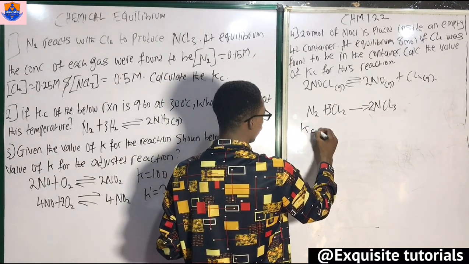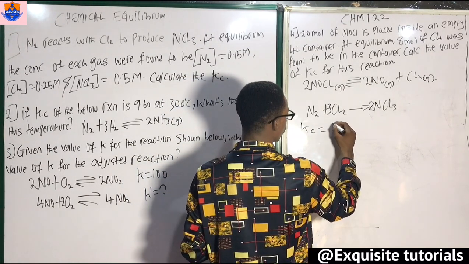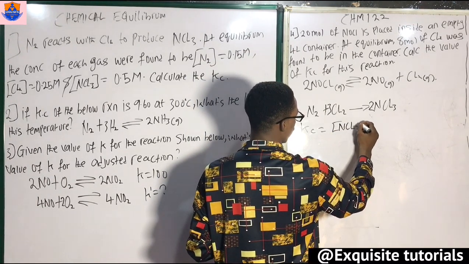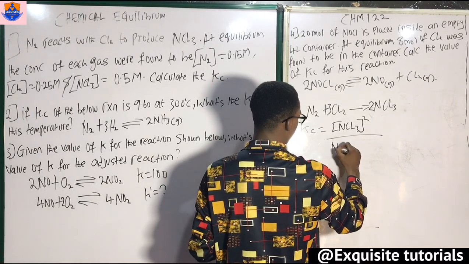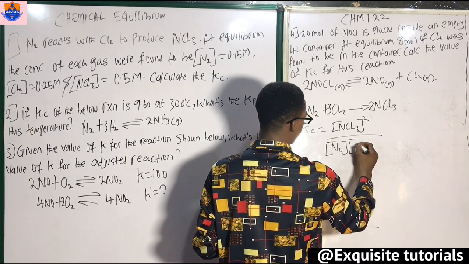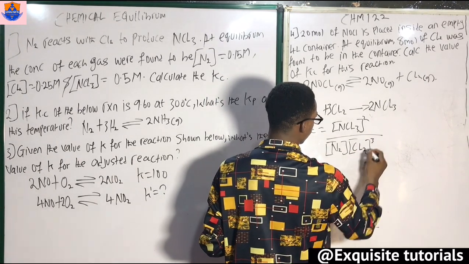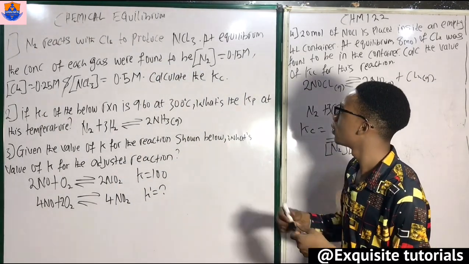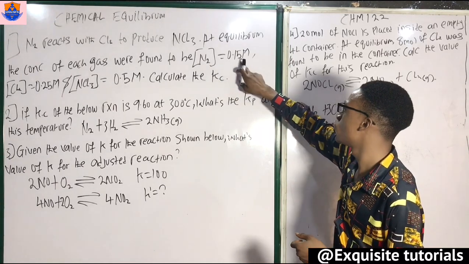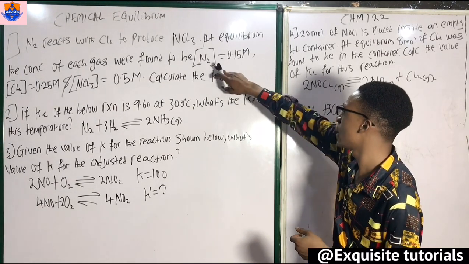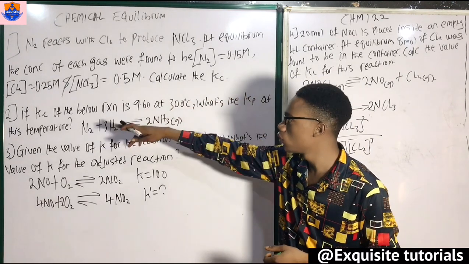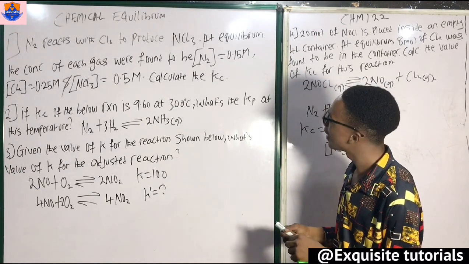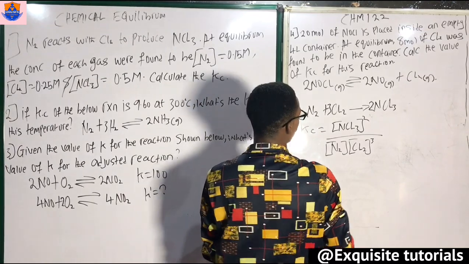Kc will be equal to the concentration of NCl3 squared over the concentrations of the reactants. Now this is the Kc for this reaction. Now we were given the concentration of N2 to be 0.15, Cl2 to be 0.25, then NCl3 to be 0.5. So let's place it into this equation.